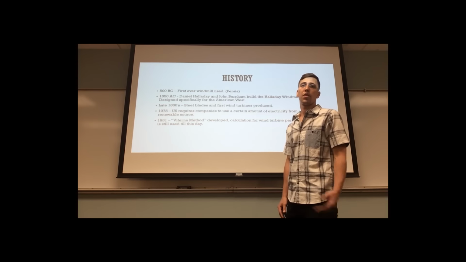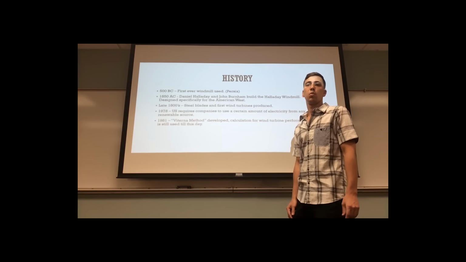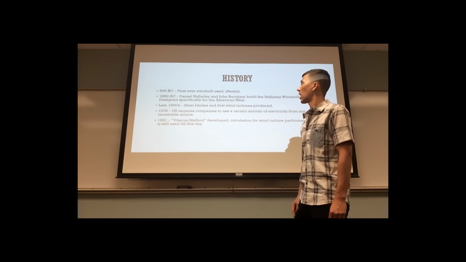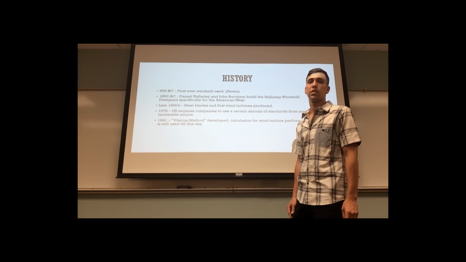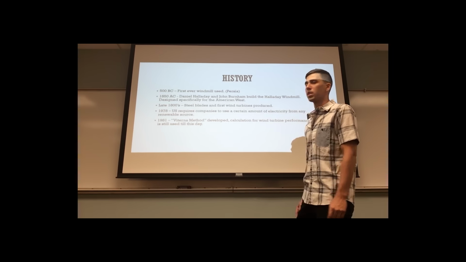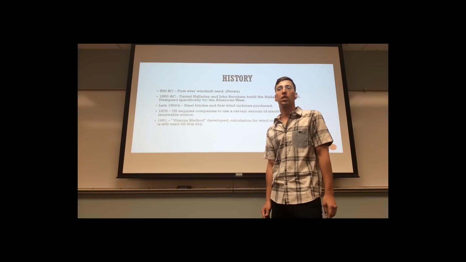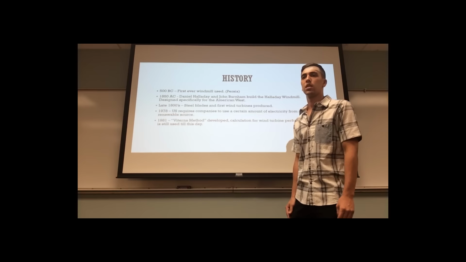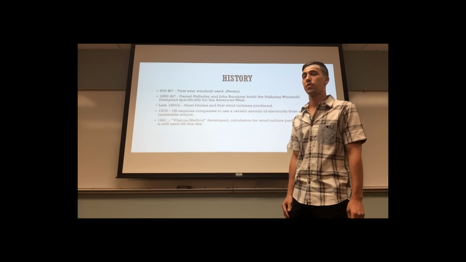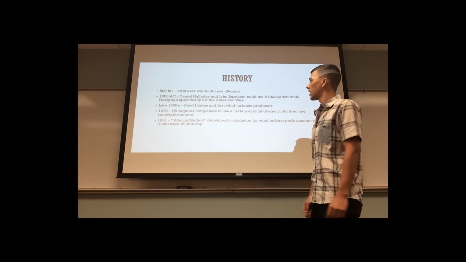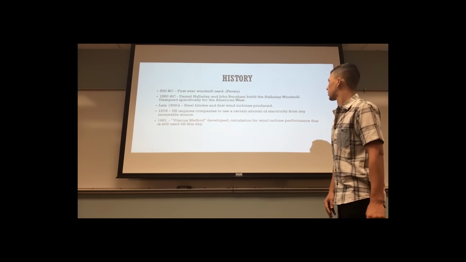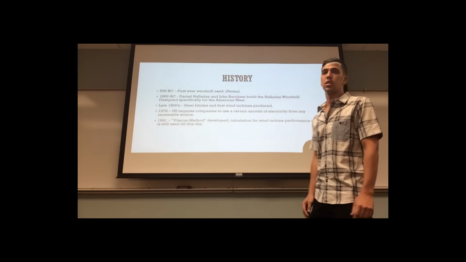First, we're going to start talking about the history of wind energy. Wind energy has been used for thousands of years. The first ever actual windmill used was in Persia in 500 BC. It wasn't until the late 1800s that steel blades were being used for wind turbines. This made the wind turbines a lot more efficient. In 1981, the Viterna method was developed, a calculation for wind turbine performance that is still used to this day.